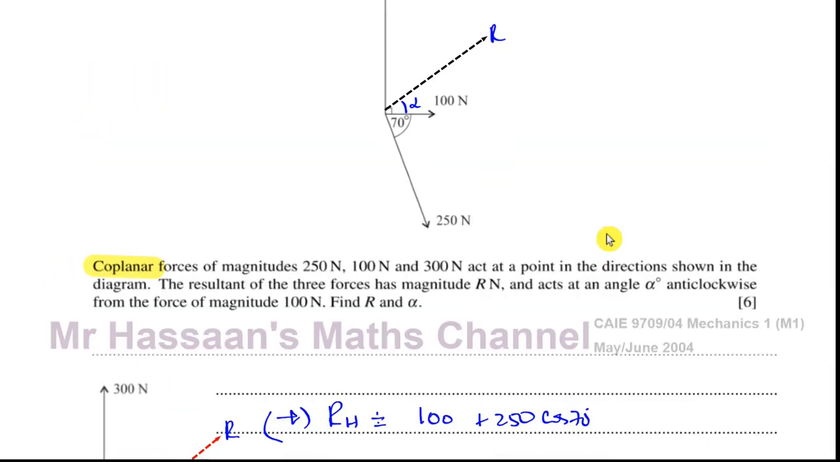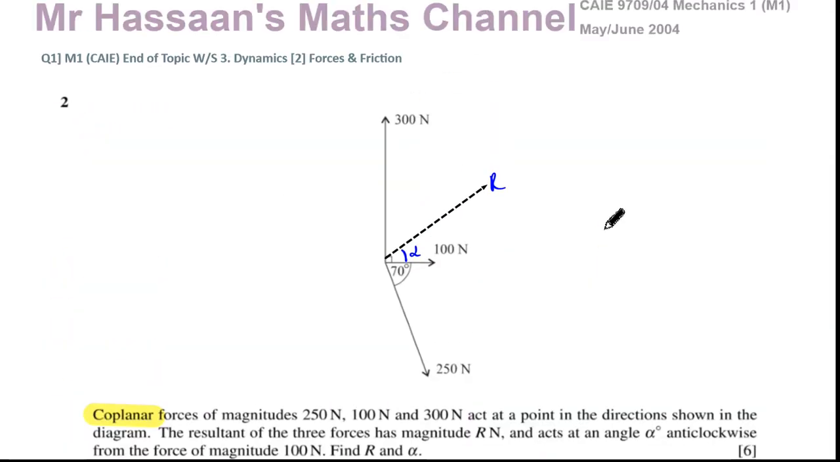So that concludes this question, which is question number 1 from the paper, May, June 2004. Question number 2 from my worksheet.